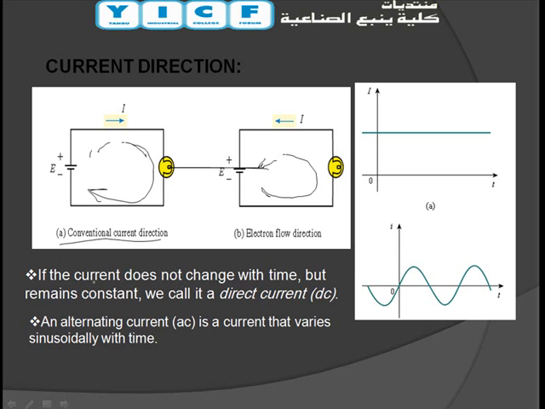We have two types of current. If the current does not change with time but remains constant, it is a direct current, and this figure shows the direct current, DC current, such as in your cars, the current that is produced by the batteries.